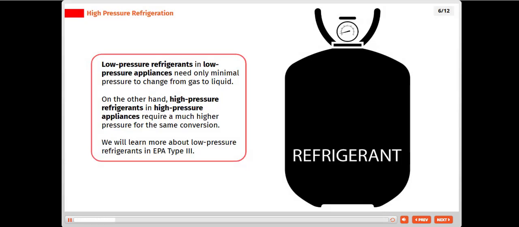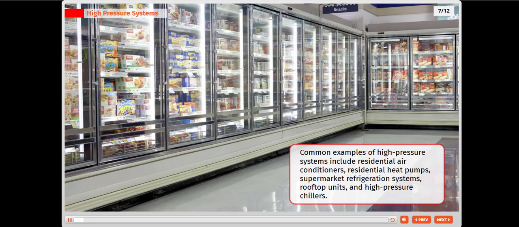Low-pressure refrigerants in low-pressure appliances need only minimal pressure to change from gas to liquid. On the other hand, high-pressure refrigerants in high-pressure appliances require a much higher pressure for the same conversion. We will learn more about low-pressure refrigerants in EPA Type 3. Common examples of high-pressure systems include residential air conditioners, residential heat pumps, supermarket refrigeration systems, rooftop units, and high-pressure chillers.